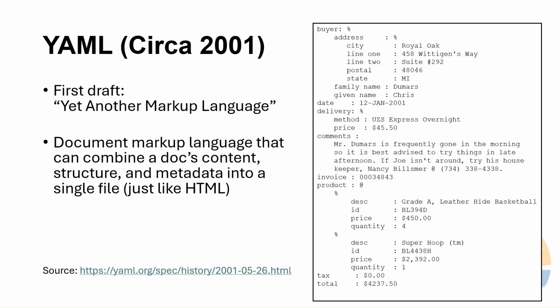And this is what YAML was created for. It was a way of nesting information so that it's easily understandable by a human, but it could also be parsed and interpreted by a computer. So this is an example of what it was created for.